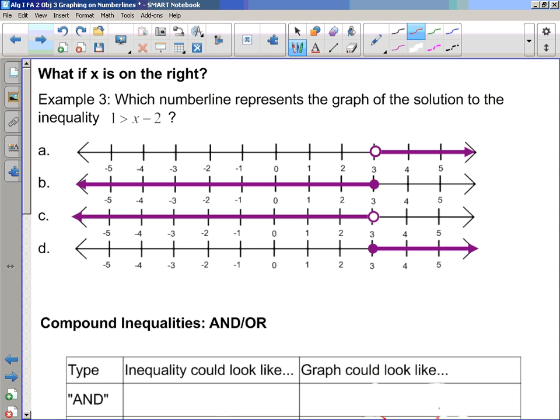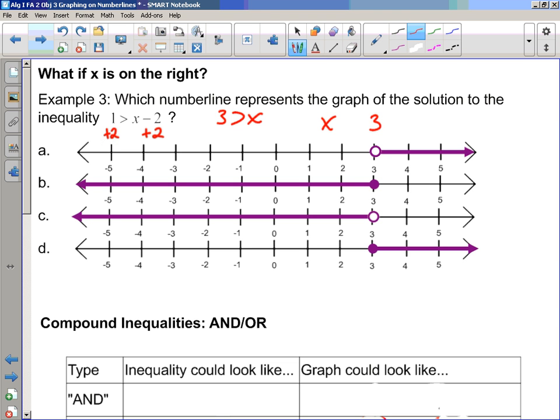Which number line represents the graph of the solution to the inequality 1 is greater than x minus 2? What I need to do is solve for x. I'm going to add 2 to both sides of the inequality and get 3 is greater than x. Now, when I was talking about which direction it goes, that really only matches the inequality when x is on the left side.